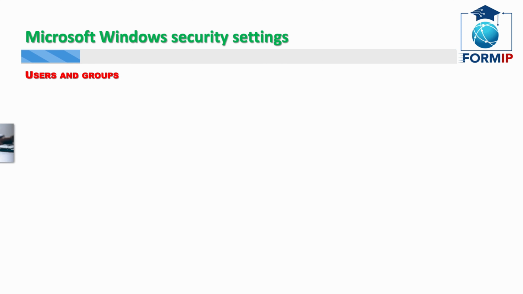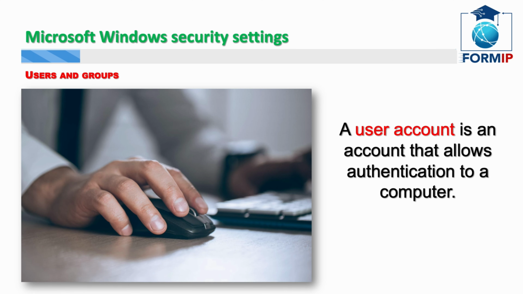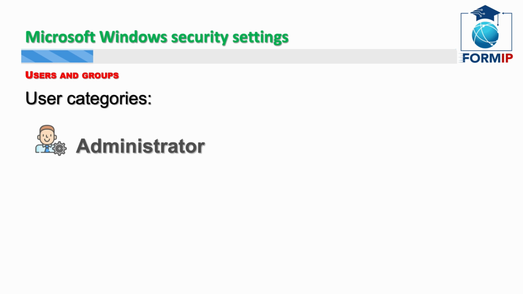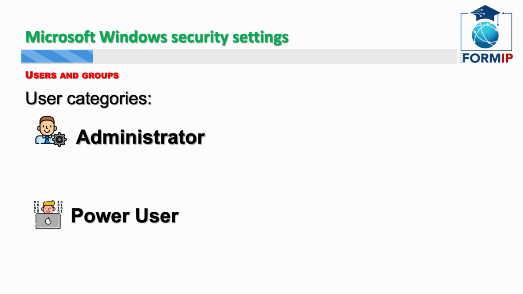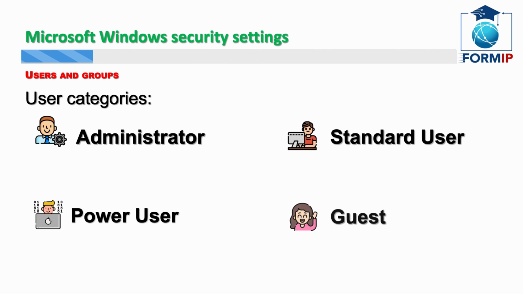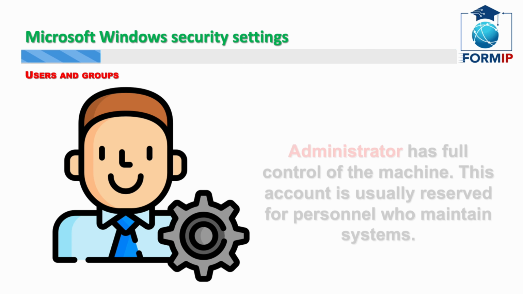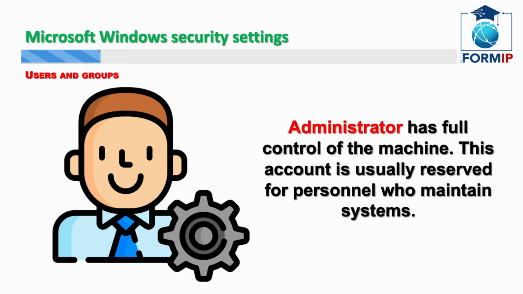Users and groups. A user account is an account that allows authentication to a computer. More generally, when managing several users on a machine or on a network, users are classified according to different categories: administrator, power user, standard user, guest. The person who has an administrator user account has full control of the machine. This account is usually reserved for personnel who maintain systems.